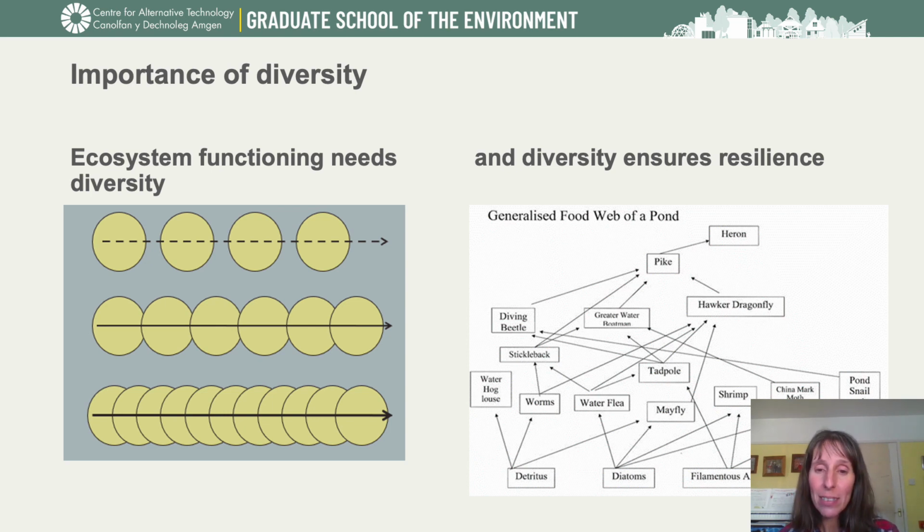So here is quite diverse. The pike is feeding from at least three different groups, three different organisms, and as such, the existence of the pike is relatively safe.